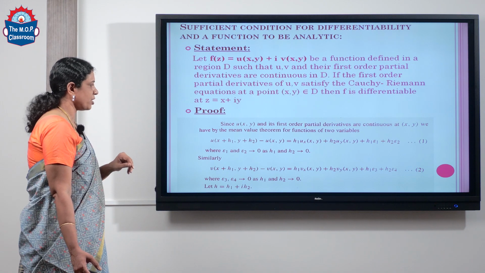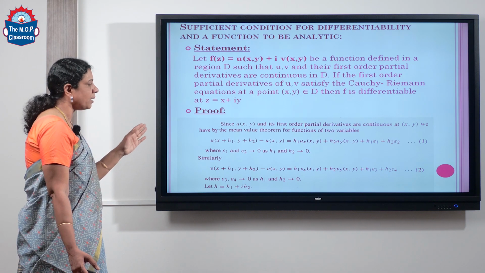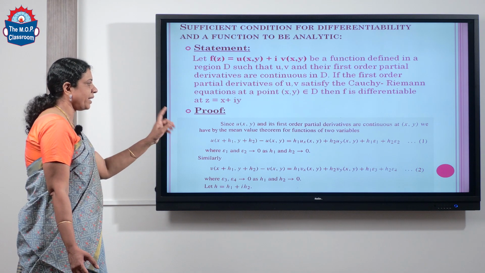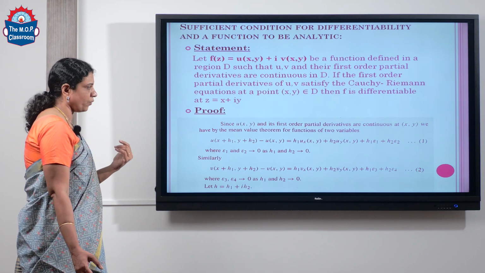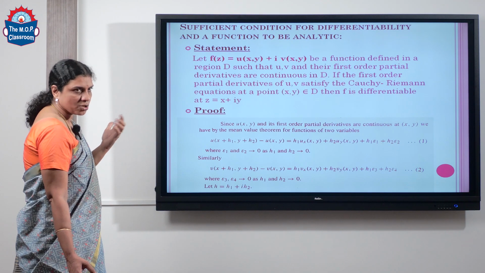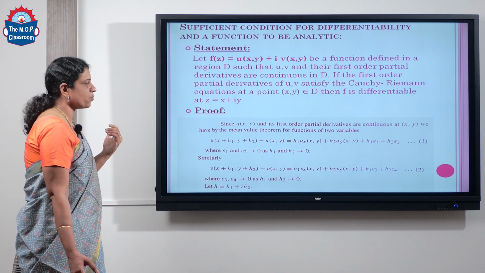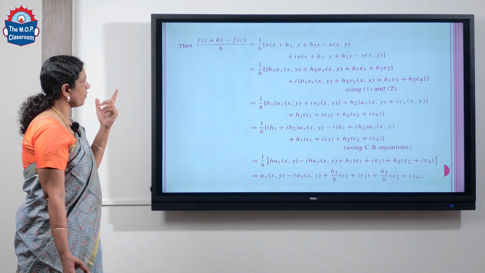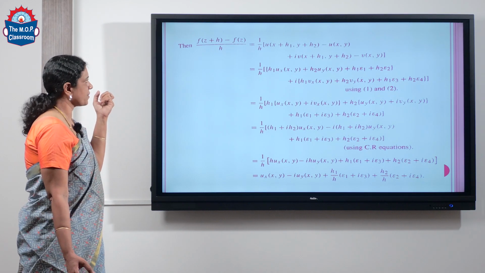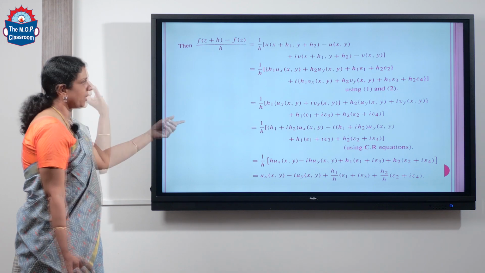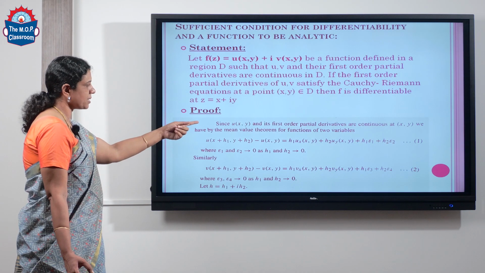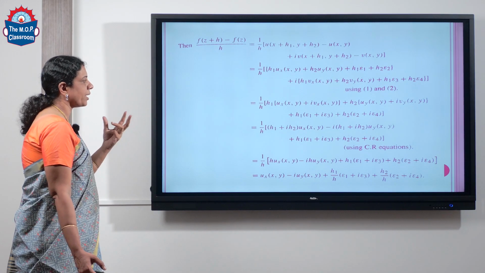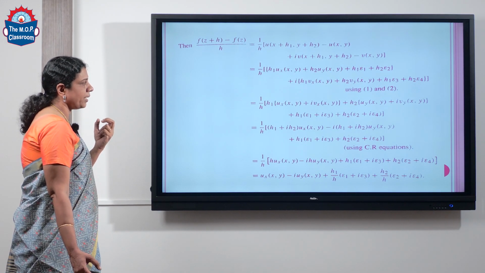Similarly, for the second equation, v of x plus h1 comma y plus h2 minus v of x comma y, the right hand side similarly has epsilon 3 and epsilon 4. So epsilon 3 and epsilon 4 tend to 0 when h1 and h2 tend to 0. Now f of z plus h minus f of z, we know from the definition. By the mean value theorem, we substitute the right hand side in place of u of x plus h1, y plus h2, and bring h1 and h2 together.